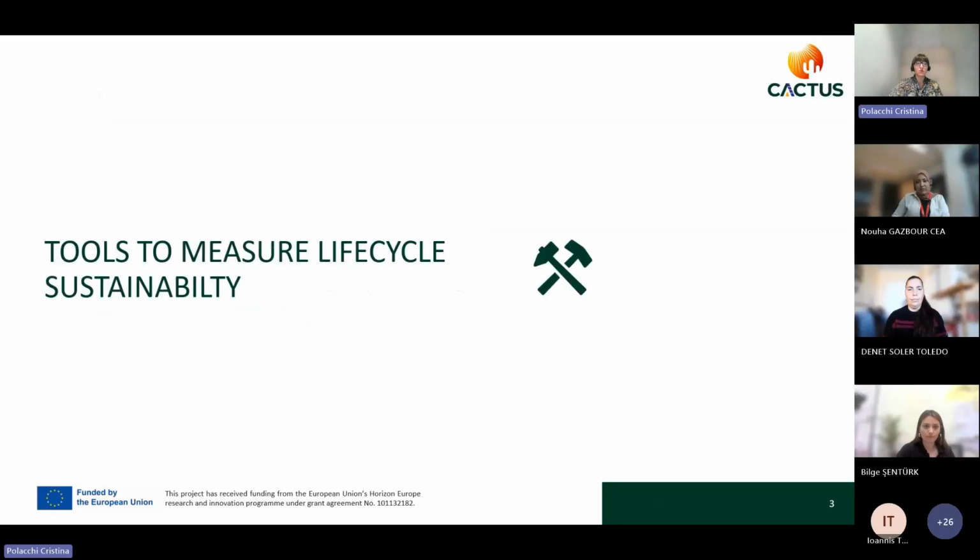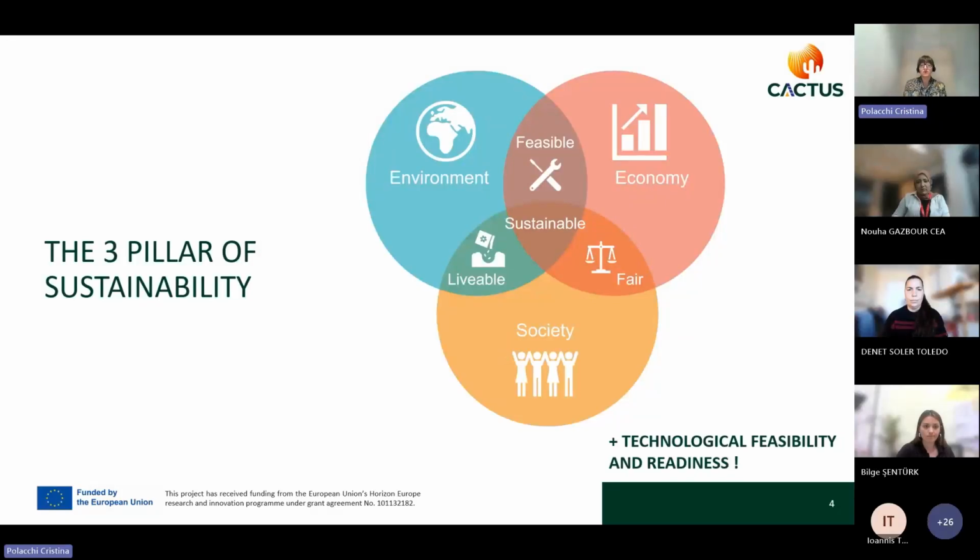So what are the tools to measure the life cycle sustainability? First, it's really important to start from the basis of what sustainability is, because we always talk about environmental sustainability, but it's also important to take into account the economic part and the society impact. And plus, for a technology to be really sustainable, it needs to be feasible and industrially ready to be on the market.